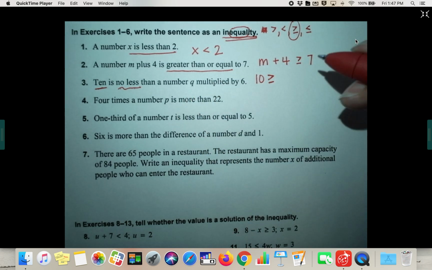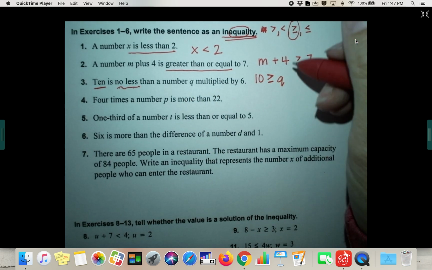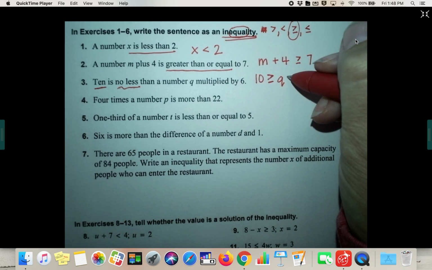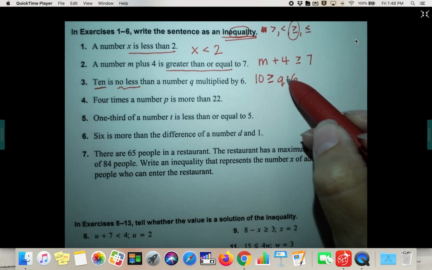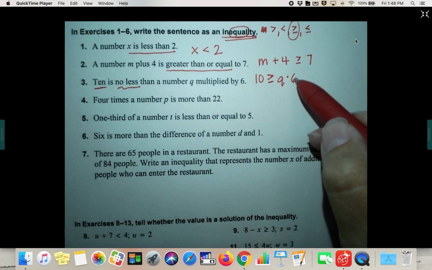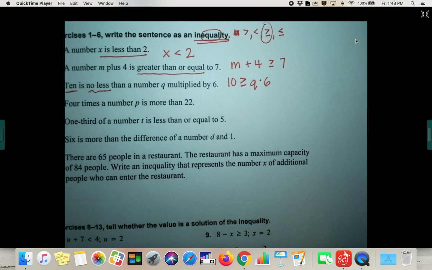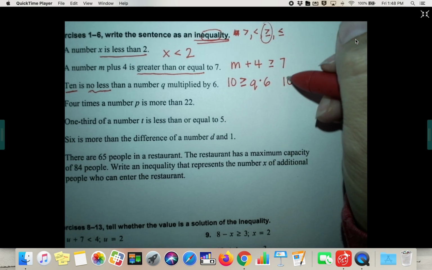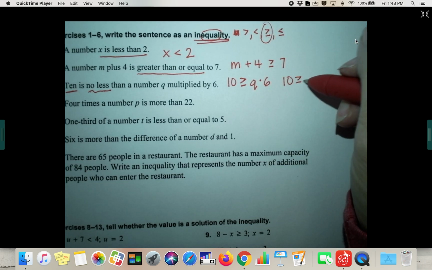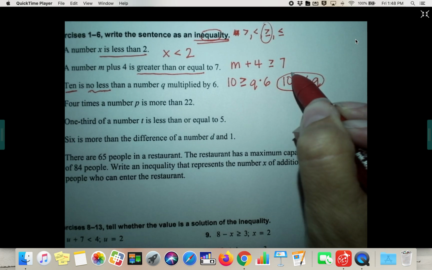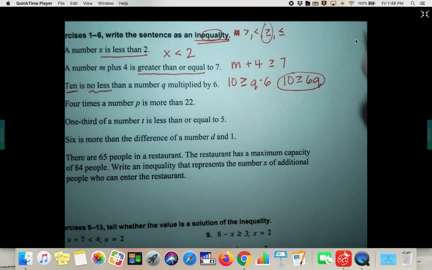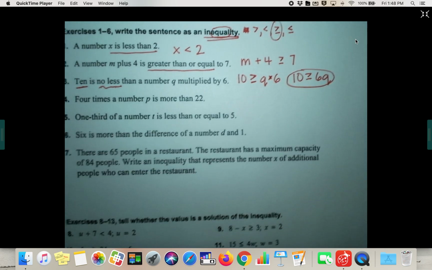Then a number q multiplied by 6. So, by the way, anytime you have a variable multiplied by a number, usually you put the number in front. It's called its coefficient. So actually, I would probably rather this be written like this. Squish them together, which means multiply. So this is a better answer. However, this is correct as well. Or you could have used one of those little x's for multiplied by.